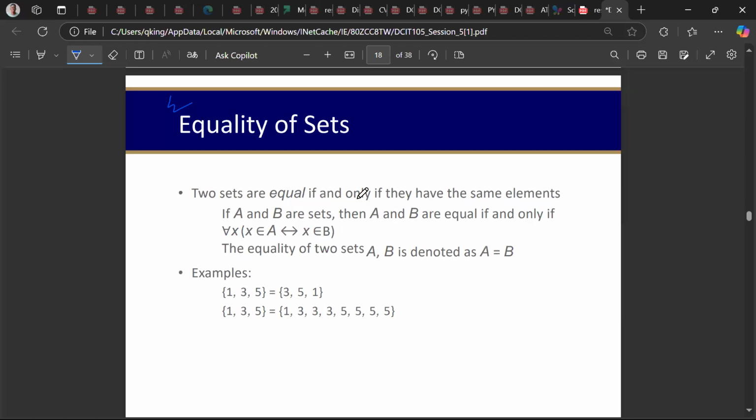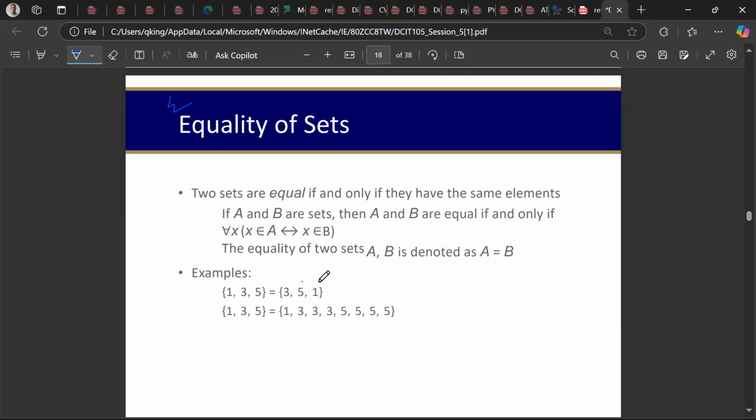Sets are equal if they contain exactly the same elements. The order in which elements are listed is not really important. So we see an example here that a set containing 1, 2, 3, and 5 is the same as a set containing 3, 2, 5 and then 1.